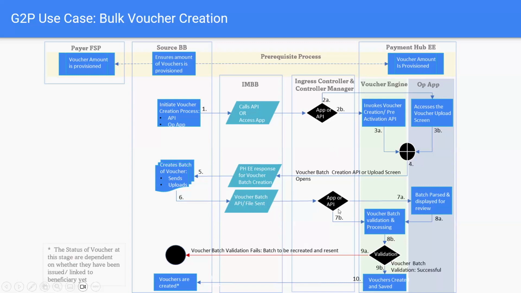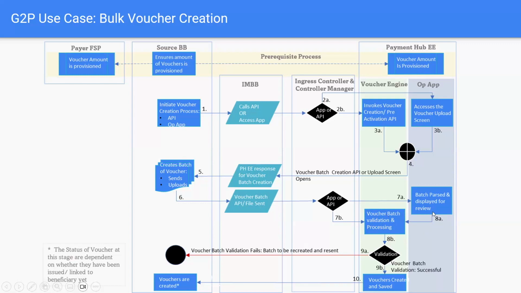Again, when it lands over here, the controllers try to see whether it's targeted towards the app or the API. If it's targeted towards the app, it parses the batch, as we showed you in the UI screenshots, and the user can see whether it's correct or not. Once it's parsed and you click on the send data button, not the clear button, the send data button, this goes back to the voucher engine. So if it was an API, it was directly coming to the voucher engine.